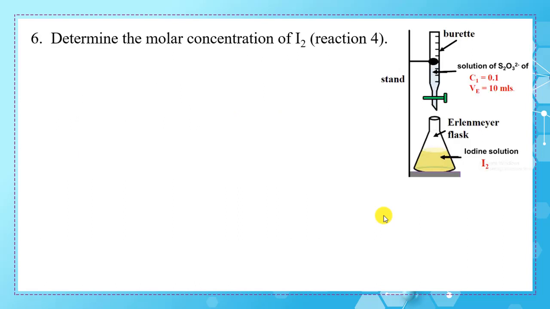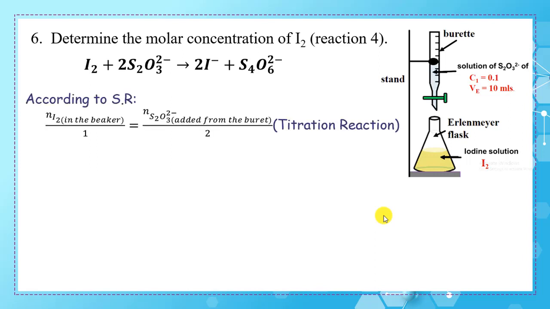Number 6, determine the molar concentration of I2 using reaction 4. This is reaction 4. To determine the molar concentration of I2, we apply the calculation used in titration. So we say, according to the stoichiometric relation and at the equivalence point, the number of moles of I2 present in the beaker is equal to the number of moles of S2O3 2- added from the burette over 2. And then we replace the number of moles with C times V. So we will get the following.